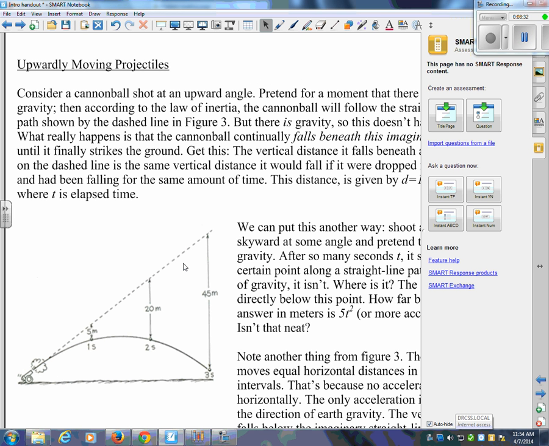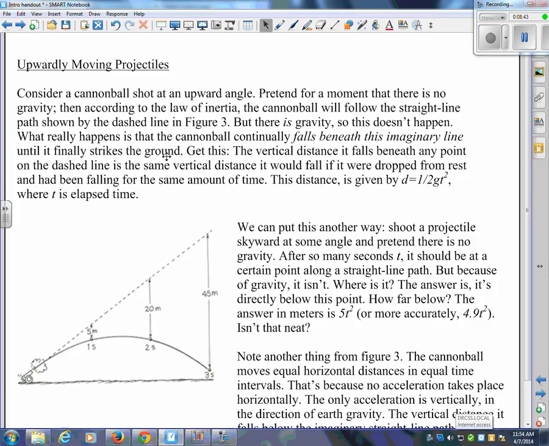So what if it's going upwards? Consider a cannonball shot at an upward angle. Pretend for a moment that there is no gravity. Then according to the law of inertia, the cannonball will follow the straight line path shown by the dashed line in figure 3. So if you shot a cannon and there was no gravity, it would just travel in a straight line upward at the same angle, right? But there is gravity, so this doesn't happen. What really happens is that the cannonball continually falls beneath this imaginary line until it finally strikes the ground.